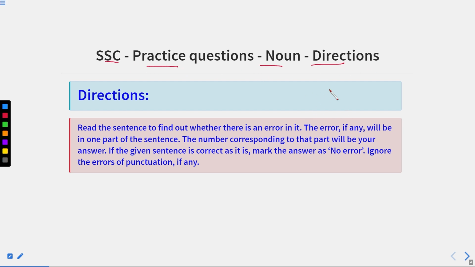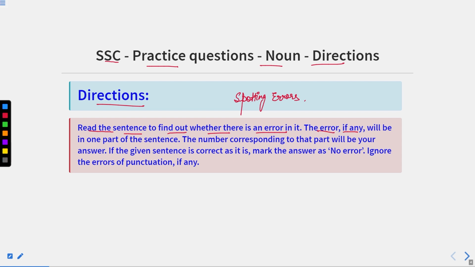These are the directions which will help us during solving these questions. Read the sentence to find out whether there is an error in it. It means these are spotting errors based on nouns. Here you will be given a sentence of which some parts have been omitted. You have to select the particular part that contains an error. In fact, you have to just identify which part contains the error.